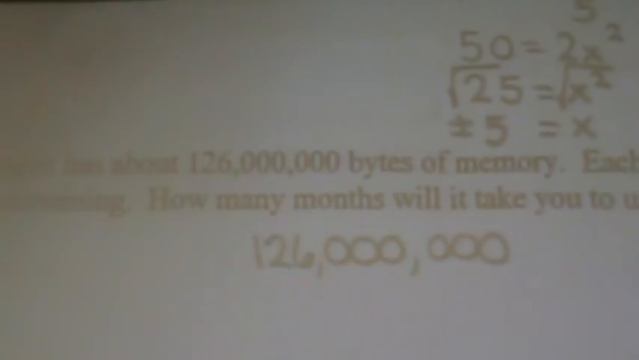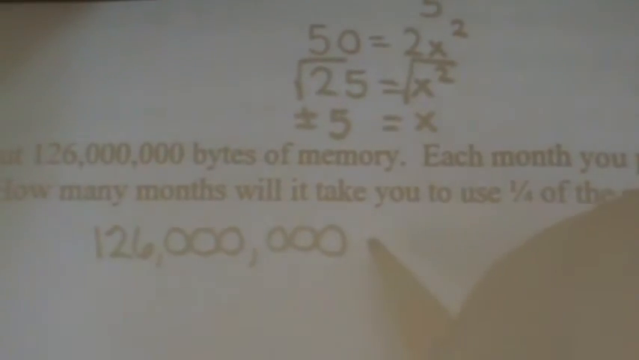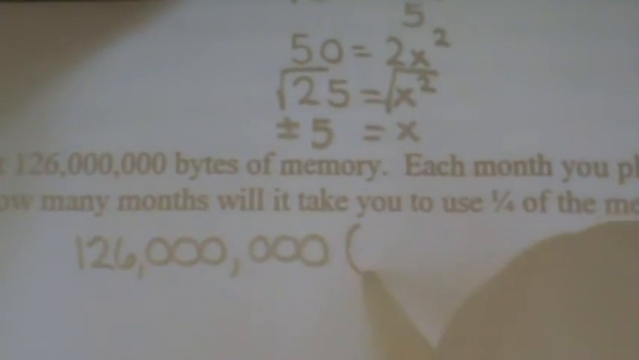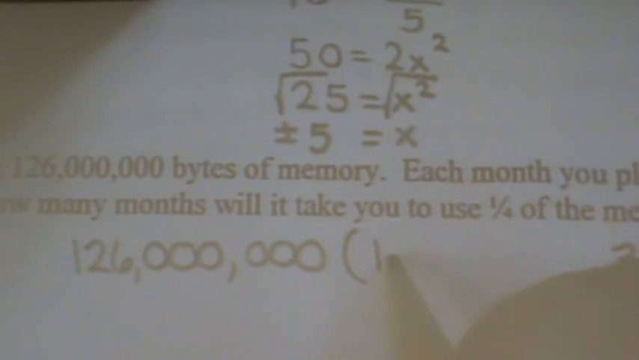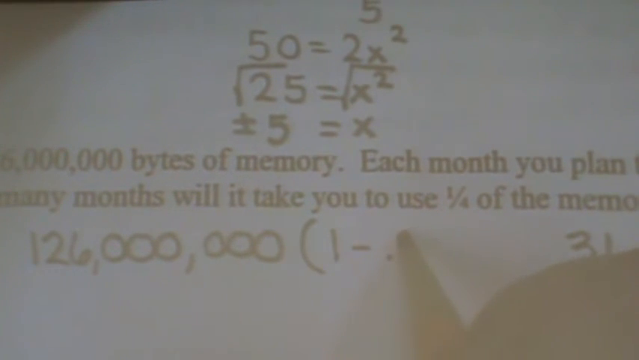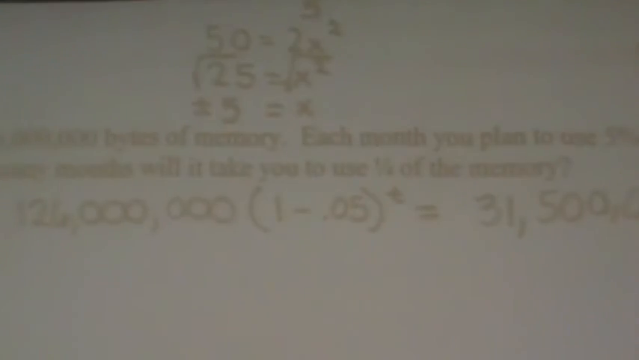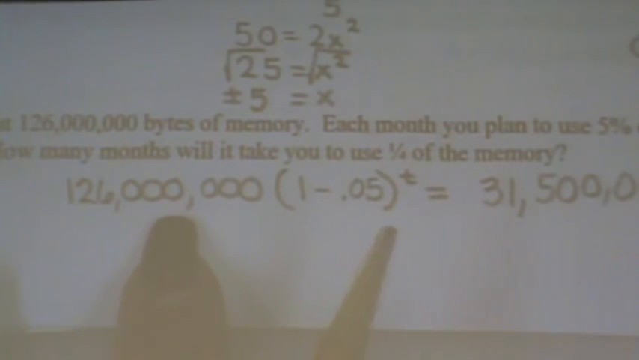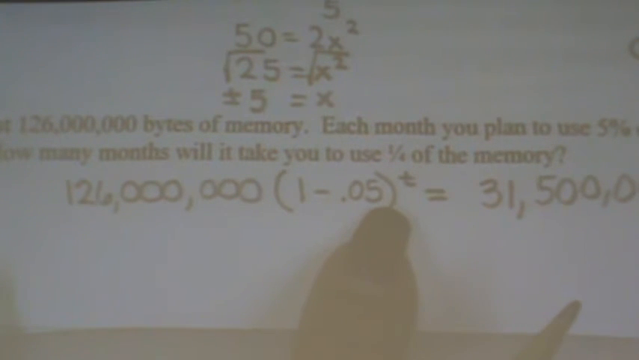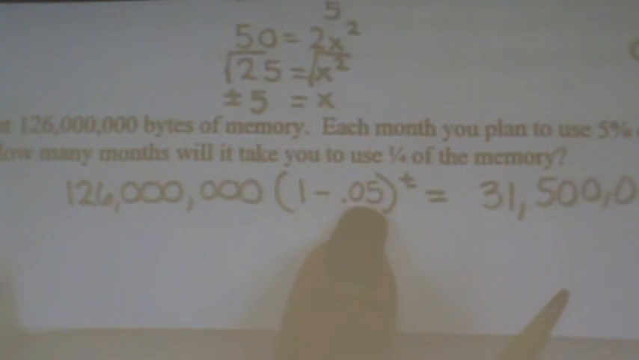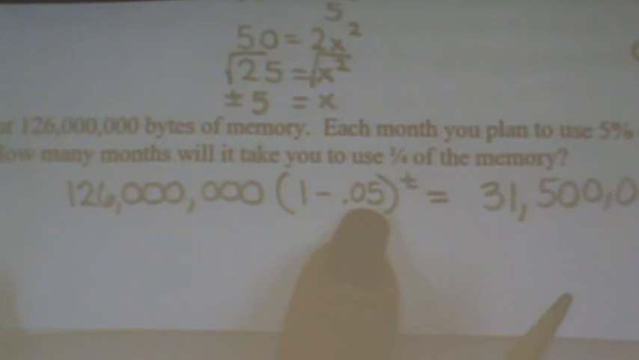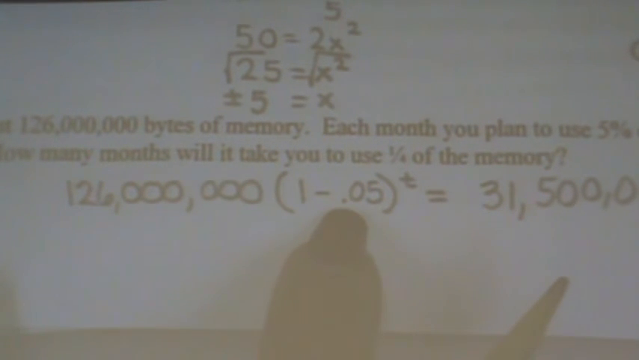Now, do you remember the formula that we use for exponential growth and decay? The initial amount times 1 minus the rate, and then time is gonna equal that. So that's what you have here. Your initial amount was 126 million. You're losing or using 5% each month. So your multiplier here is gonna be 0.95.